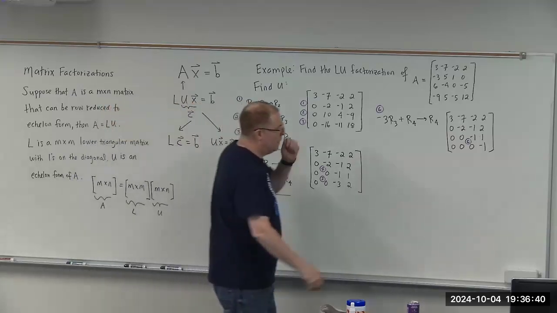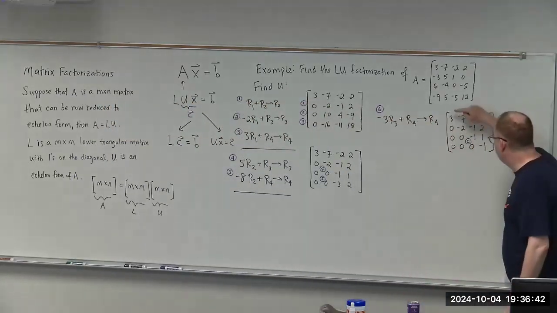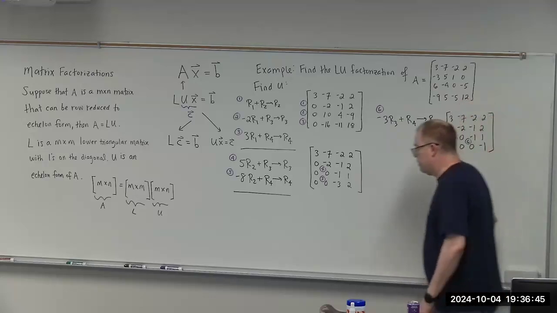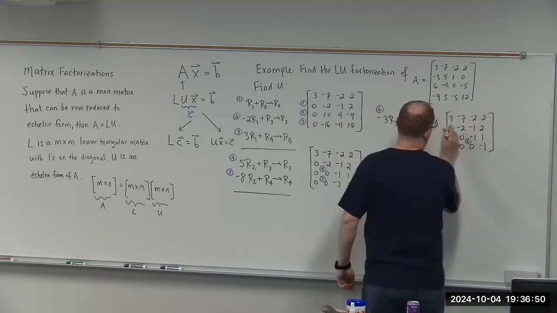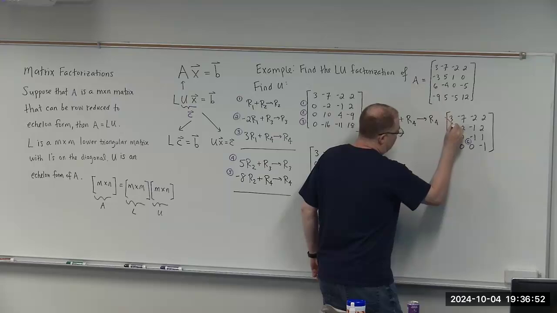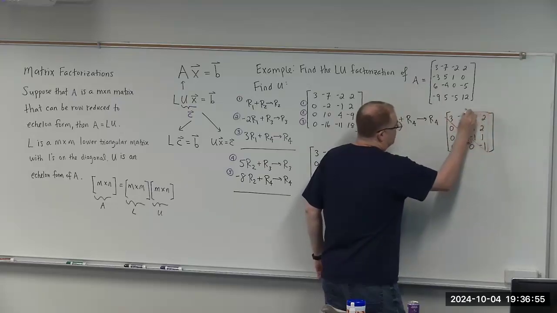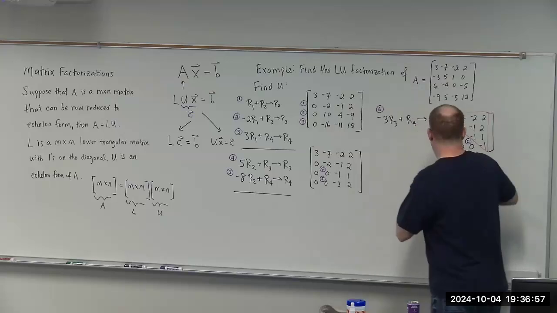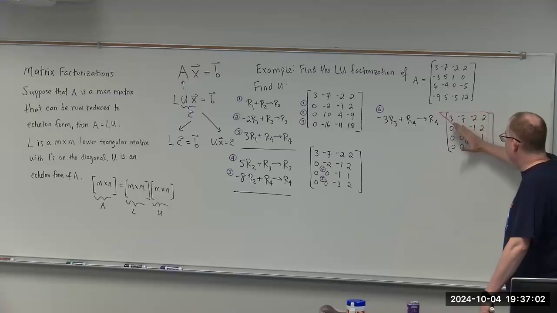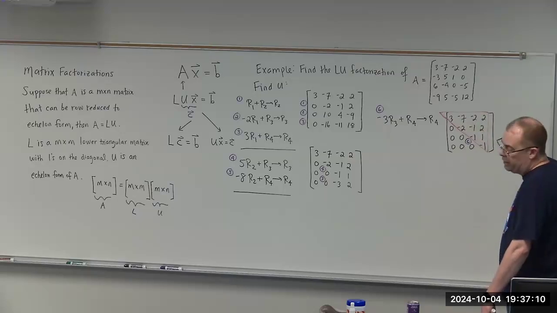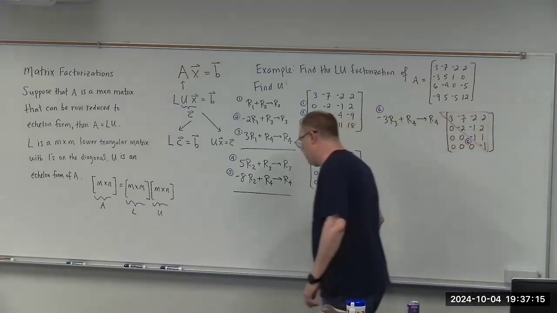So notice, by definition, it's an upper triangular form. Meaning that if you look at your diagonals, the values below the diagonal are all 0. So this is the upper triangle. Upper triangular form, by definition, has all the values below the main diagonal equal to 0. That's the definition for upper triangular form. And again, we did that by using these elementary row operations. So that is U.